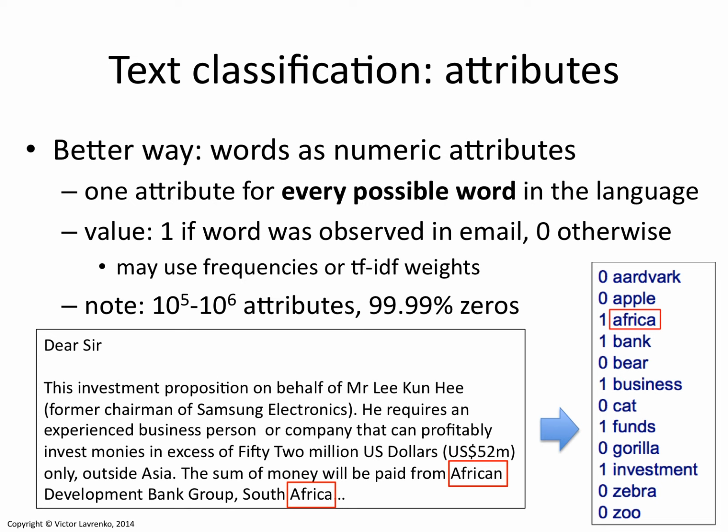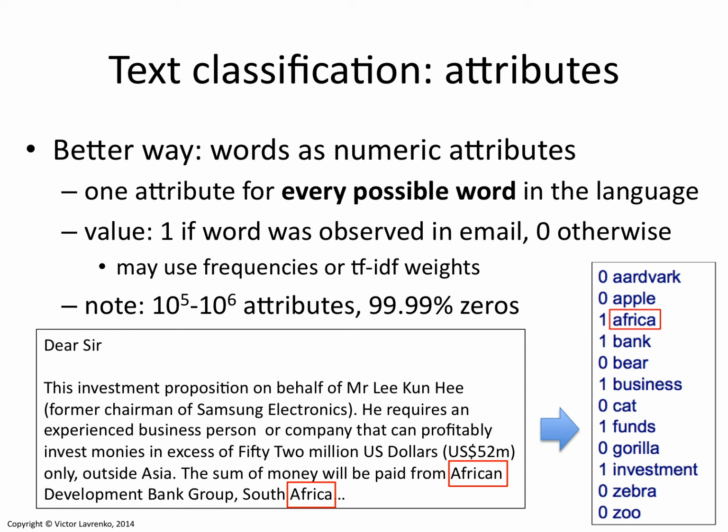So for this particular email, the word aardvark did not occur, so x of aardvark would be 0. Apple didn't occur. Africa did occur. Now, it actually occurred twice, but if I'm just looking at presence or absence, I would put a value of 1 for the attribute that corresponds to Africa. The word bank occurred, the word bear did not occur, the word investment occurred, the word zoo did not occur. Okay. See what I mean?